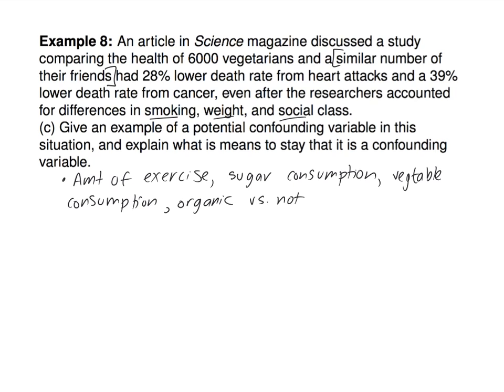Yeah, see, when I originally read that, I saw it as 6,000 vegetarians and then 6,000 friends who weren't vegetarians. Yeah, I think so. But then that kind of reads that the friends who weren't vegetarians had lower death and heart attack rates. If you 6,000 vegetarians and a similar number of their friends had 20% lower death rate from heart attacks. I think the wording is just really bad. The wording's funny.